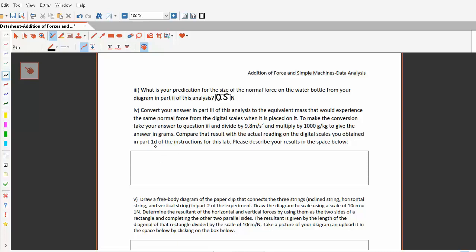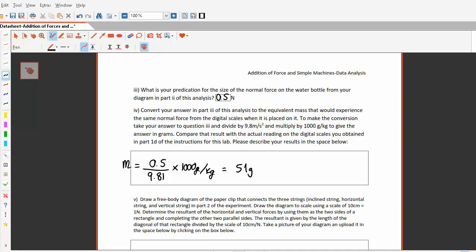So in order to convert 0.5 newtons into a mass which should have the equivalent weight as 0.5 newtons, we perform this calculation. So the equivalent mass, m, would equal 0.5 newtons divided by 9.81, which is the acceleration due to gravity, and multiply that by 1000 grams per kilogram to give the answer in grams. So let me just work that out, and the answer to that would be 51 grams.